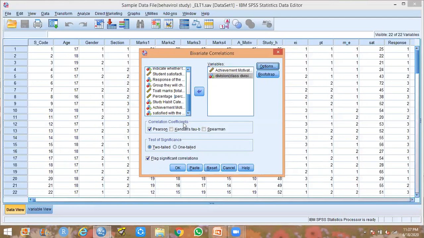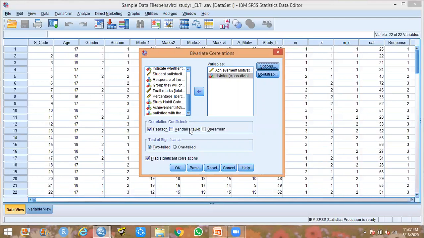On the other hand, if you want to test the validity of the relationship which you are obtaining using Pearson, you compare with these two also, that is Kendall and Spearman. If you use these two, then you know the validity of the significant relationship between these two.